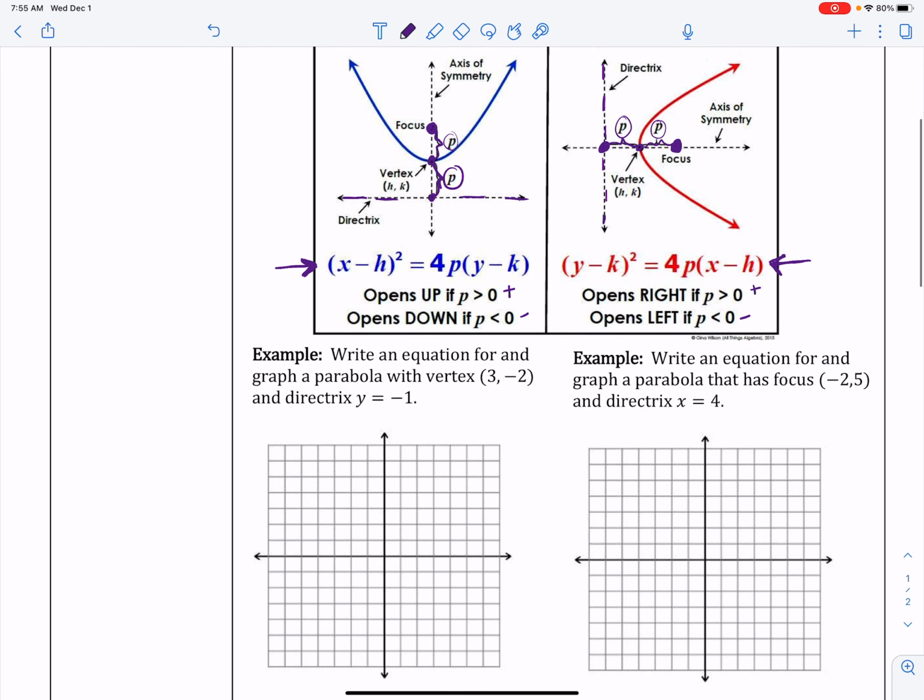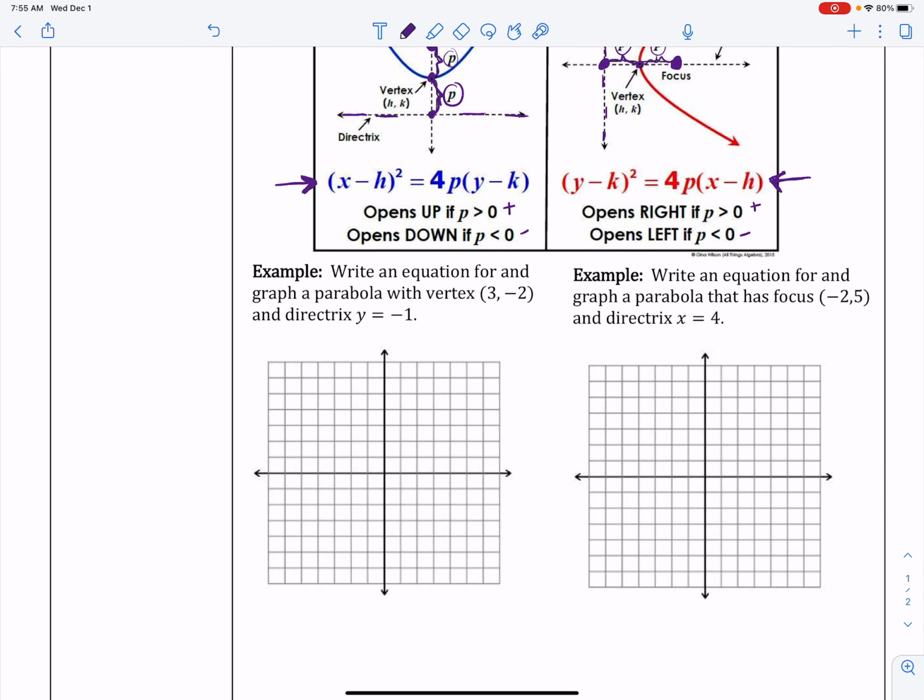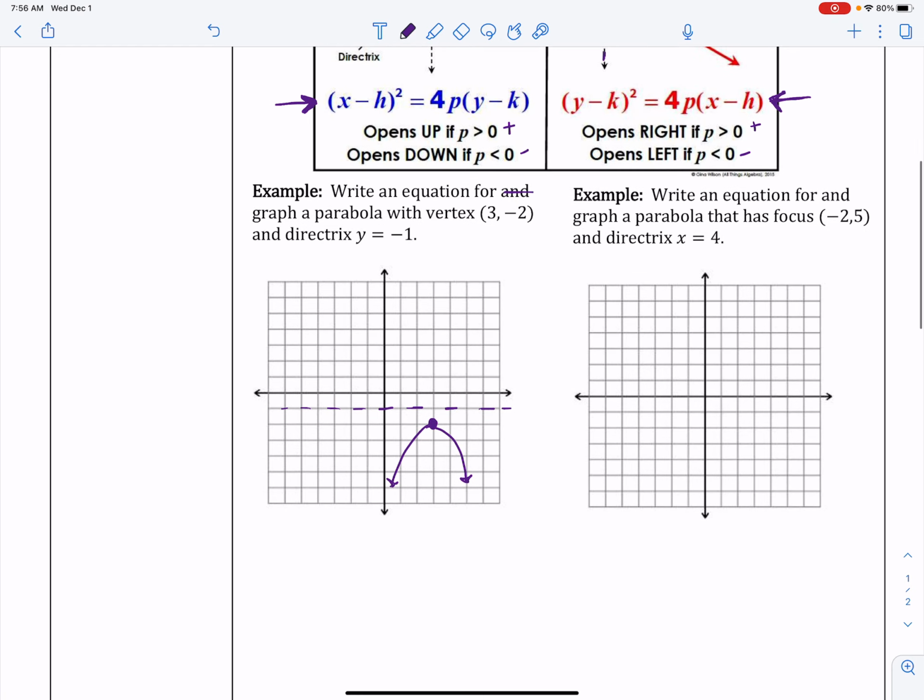All right, so example 1. Write an equation for the graph of a parabola with a vertex (3, -2) and a directrix y equals -1. So my vertex is (3, -2). That's here. If my directrix is y equals -1, that's here. Remember, the directrix is always outside of your quadratic, which means this quadratic has to open down. If it opens down, we're going to follow this first formula.